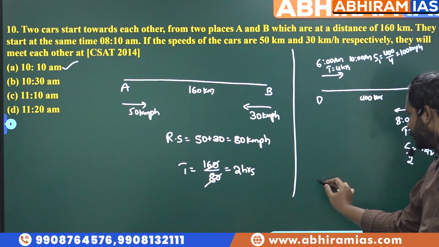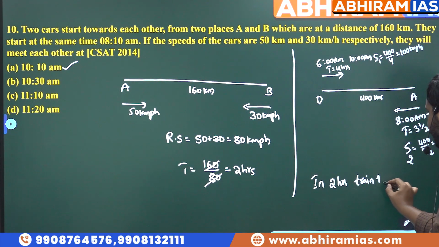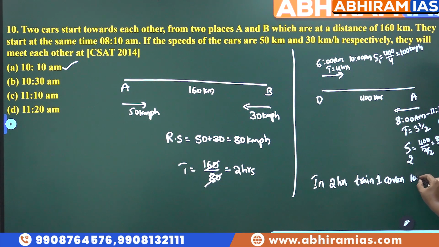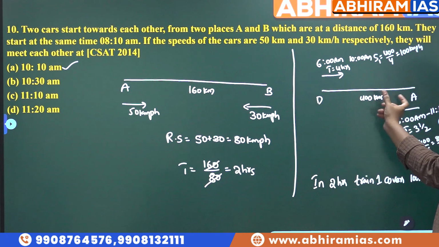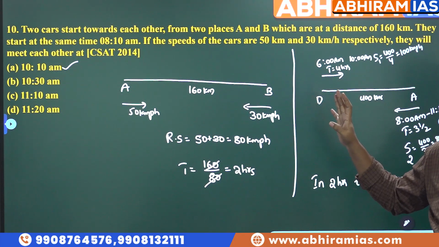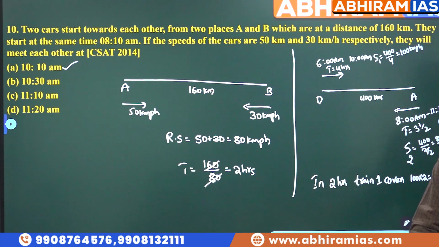In 2 hours, train 1 covers 100 into 2, that is equal to 200 kilometers. Now forget about the stations. Now at 8 a.m., what is the distance between the two trains? 200 kilometers. Why? Because the distance between the two trains was 400, but in 2 hours my first train traveled already 200 kilometers. So at 8 a.m. the distance between the two trains will be 200 kilometers.